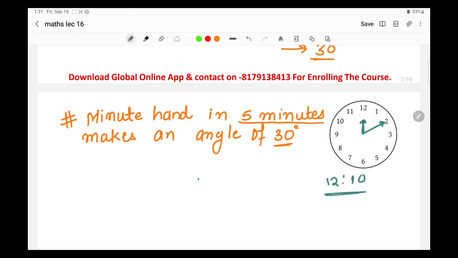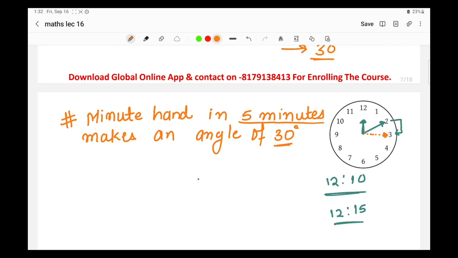If the minute hand is moving from 2 to 3, it means the time will be 12:15, right? The time will be 12:15. So basically when the minute hand is moving from 12:10 to 12:15, it is crossing the angle of how many degrees? It is crossing the angle of 30 degrees. So the minute hand in 5 minutes is making how much angle? It is making a 30 degree angle.